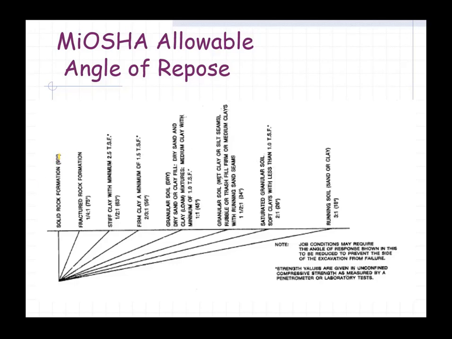For a solid rock, the angle of repose could theoretically be 90 degrees, sort of vertical. But for other soil types, that angle of repose will naturally be flatter and flatter. If we use for this example a dry sand, we see that a dry sand has a safe angle of repose of 1-on-1 or a 45-degree slope. This is in regards to the safety of that excavation.